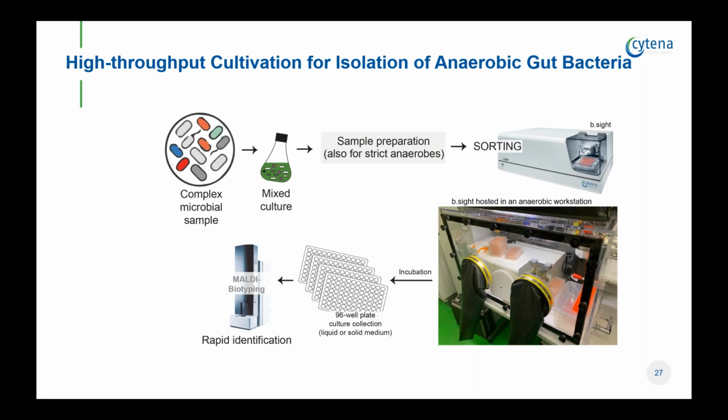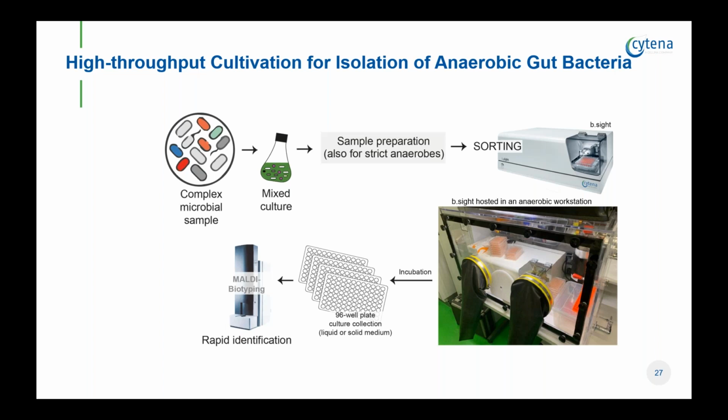It starts with this very complex microbiome sample that first needs to be brought into liquid culture. Everything needs to be performed under anaerobic conditions to make sure the diversity is maintained and cells do not die. The samples are then pre-cultured for up to 24 hours, or they are directly processed with the B.SIGHT. And after single cell isolation, the samples were typically incubated for up to 7 days, anything between 1 to 7 days at 37 degrees in liquid culture or on agar.